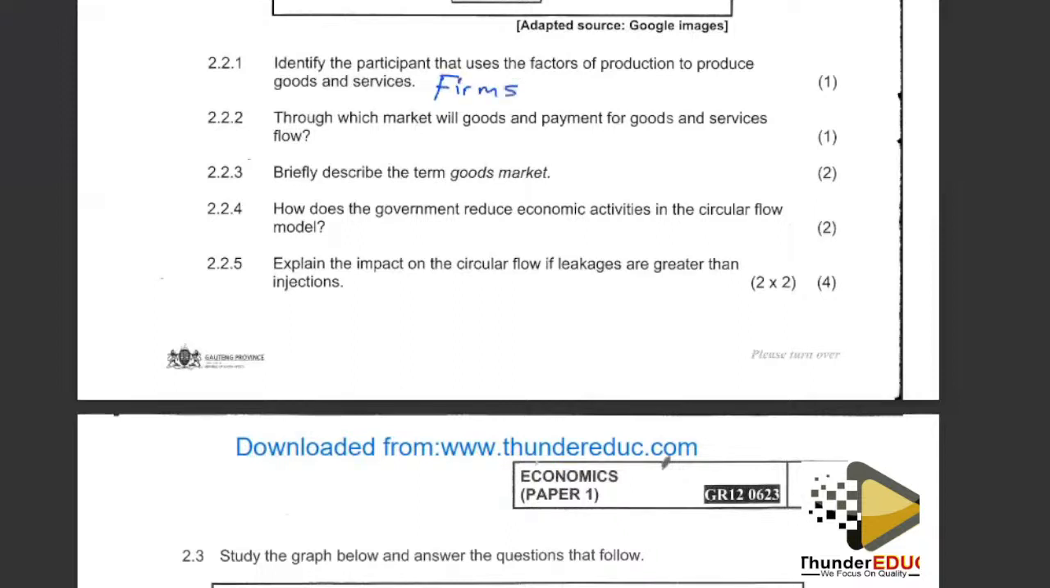Okay, right. So now let's move on to the next question. The next question, you have 2.2.2. So now 2.2.2 reads as follows. Through which market will goods and payment for goods and services flow? They flow under what we call the product market. Remember, I've already explained this product market. I said the product market is a market where goods and services are being bought and sold.